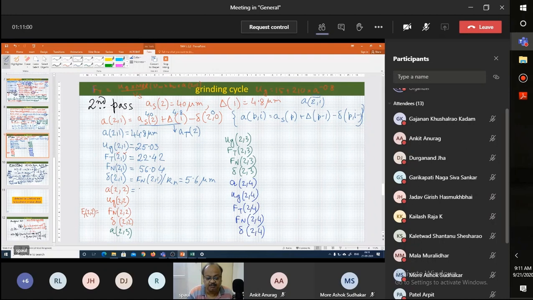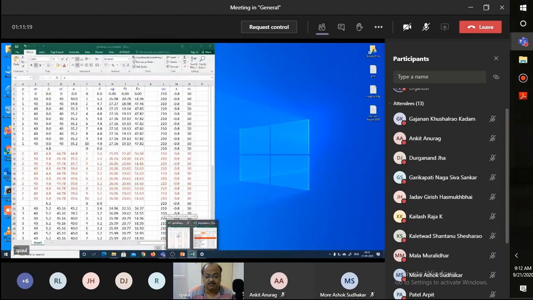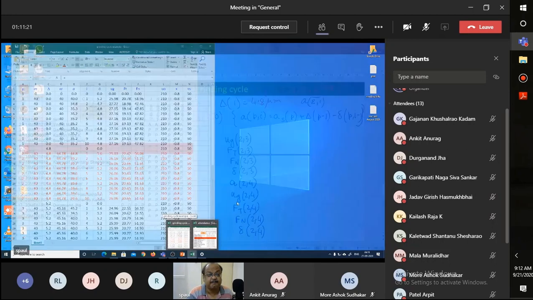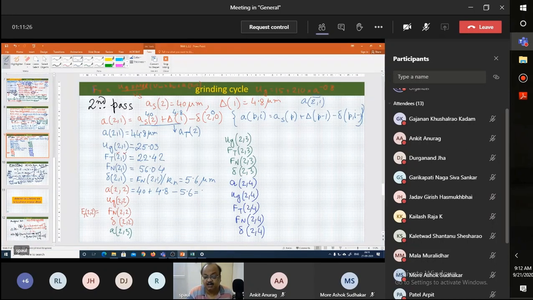So this one would become 40 plus 4.8 minus 5.6. So how much would it be? Let me see. It would become 39.2. At this stage, it is very important how we have arrived at this number. This is very, very important.